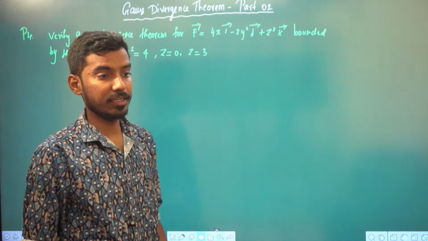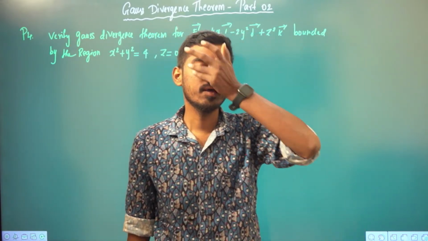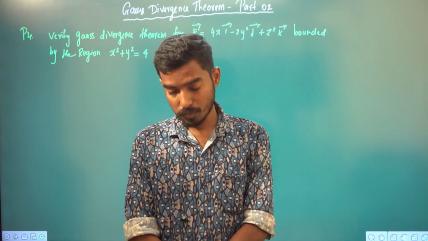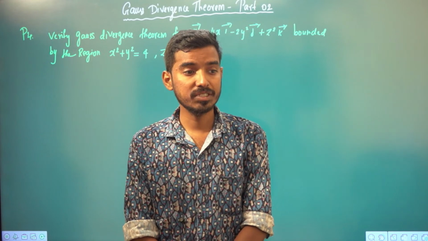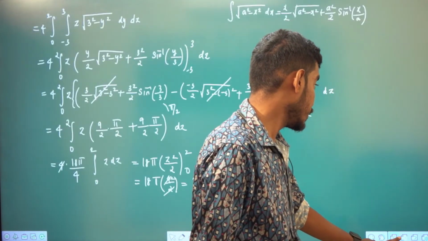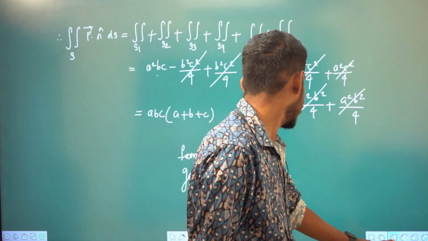So this is the 13th lecture of vector analysis. In the last class we started the Gauss divergence theorem. If you haven't watched the previous video, please go through it because this is a continuation of the previous video. In the last class we introduced the Gauss divergence theorem and then solved three problems based on that.